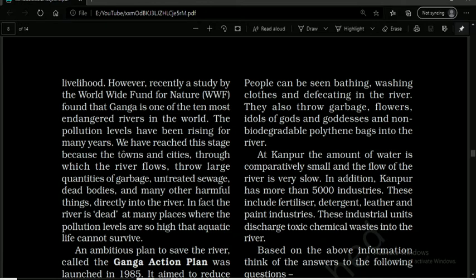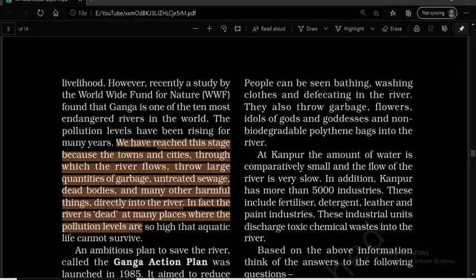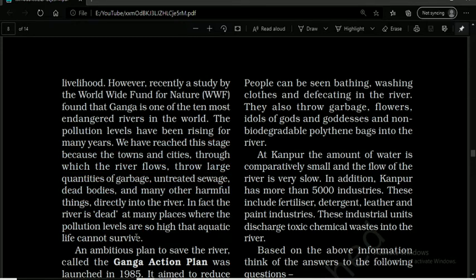So we have reached this stage because the towns and cities through which the river flows dump large quantities of garbage, untreated sewage, dead bodies, and many other harmful things directly into the river. In fact, the river is dead in many places where the pollution levels are so high that aquatic life cannot survive. So this is how Ganga has entered the extinct stage, nearly endangered.